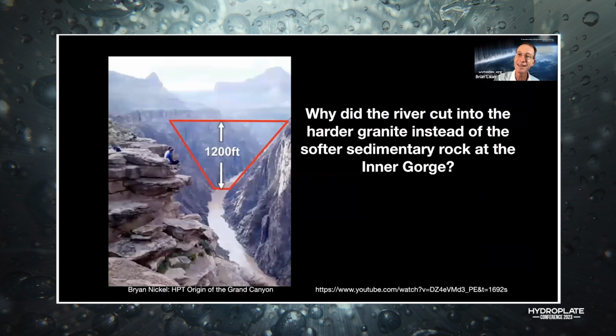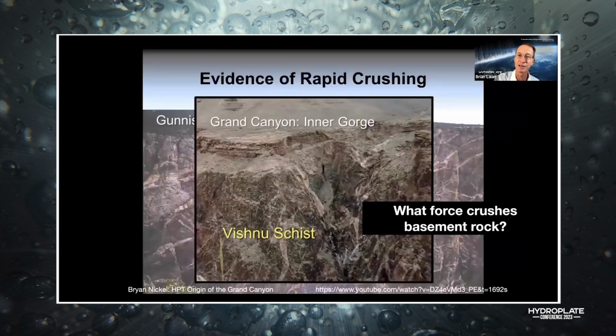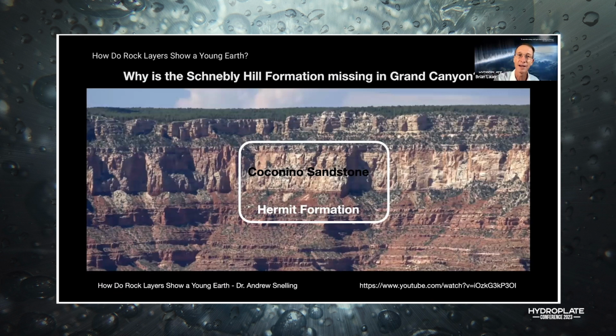Why'd the river cut into the hard granite instead of going wider at the softer sediment? That's a tough one. And when you got the Vishnu schist, it's crushed granite, crushed basement rock. What force would do that? And then why is the Schnebly Hill Formation missing in the Grand Canyon?